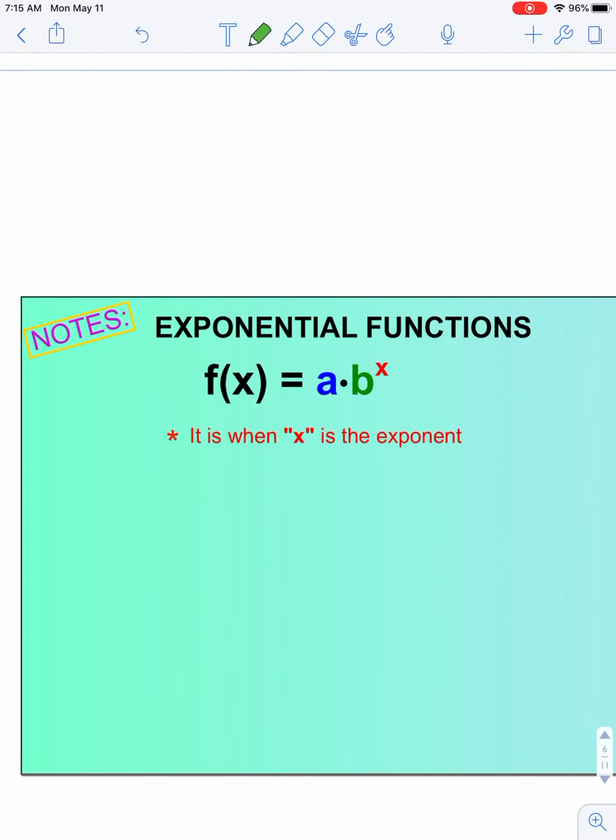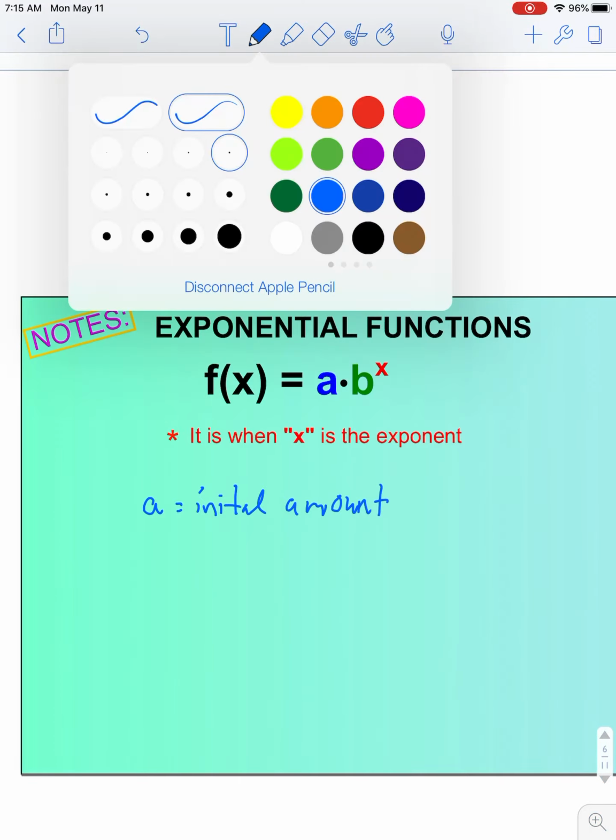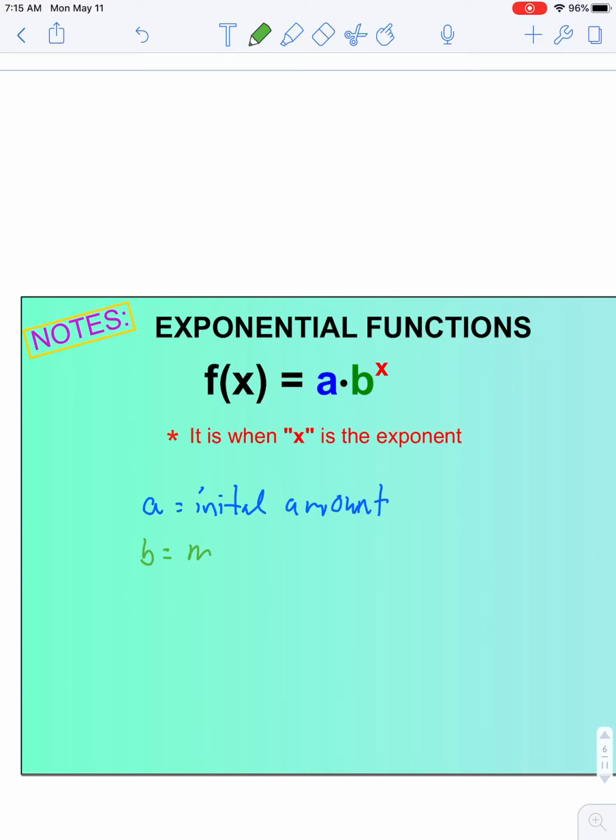This is the general equation, and this is what you're going to want to put in your notes. Today, you're not going to have to worry about what a, b, and x mean, but eventually you're going to figure out that a really stands for your initial starting amount. So keep that in mind as you work through these examples. Starting to notice things helps you understand the equations better. So a is the initial amount, and b is what we call the multiplier, or how fast it's growing.